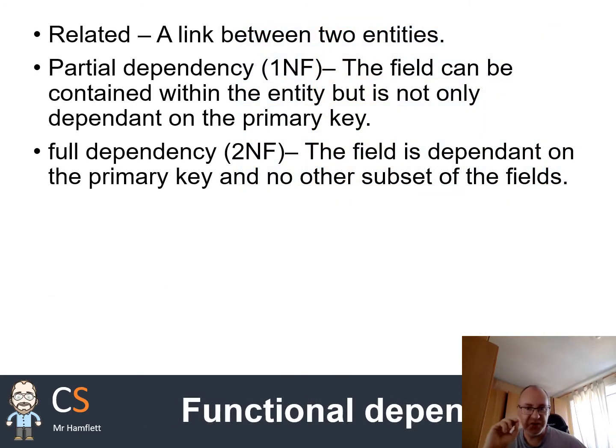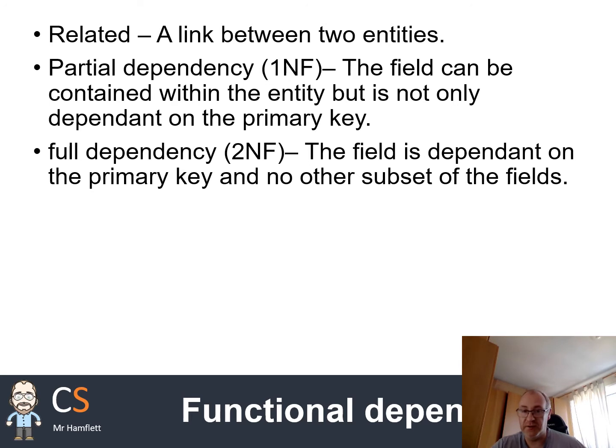Let's really drill into those words because in order to understand second normal form, we have to understand these words a bit more clearly. So a relationship is where there's a link between 2 entities. So they are separate entities and there's a relationship between them. Partial dependency, which is essentially what first normal form is doing, the field can only be contained with the entity, but not only dependent on the primary key. Okay, so what does that mean? It means it's dependent on something other than the primary key. Okay, and we'll explore that one in a second.